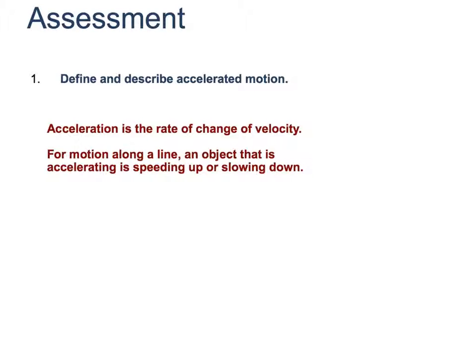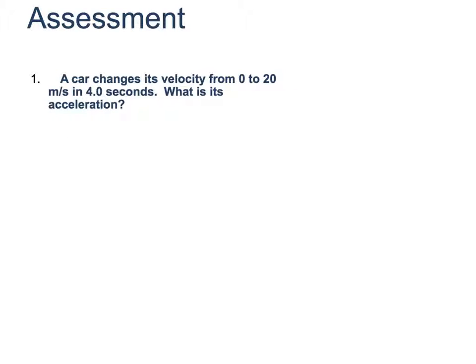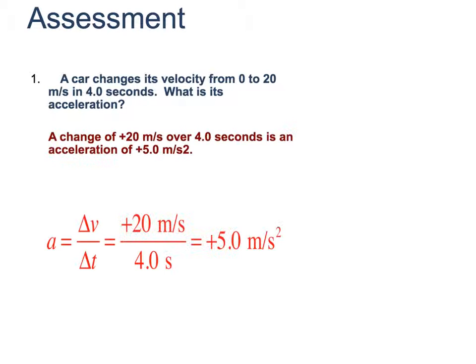Define and describe accelerated motion. Here's our assessments. Acceleration is the rate of change of velocity. For motion along a line, an object that is accelerating is speeding up or slowing down. A car changes its velocity from 0 to 20 meters per second in 4 seconds. What is its acceleration? So a change of plus 20 meters per second over 4 seconds is an acceleration of 5 meters per second squared. Because our formula here, you're going from 0 to 20, so your change is 20 divided by 4. 20 divided by 4 is 5.